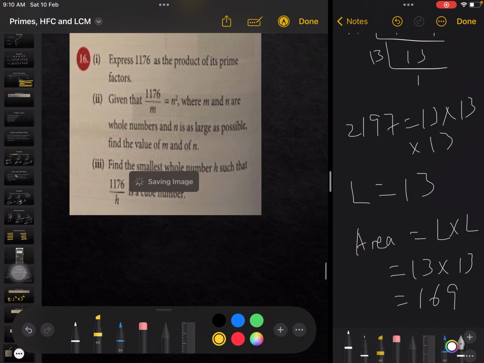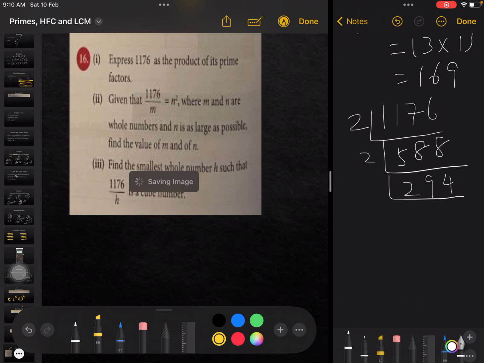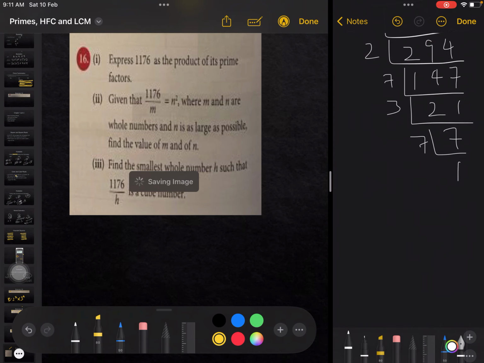We go to part i first. Express this as prime factors. This one should be quite simple. We have 1176. Since it's an even number, we can divide by 2. So 588. Again divide by 2, so 294. Divide by 2 again, 147. Then we divide by 7, we have 21. Then divide by 7 again, we have 3... then 3 divided by 3 gives 1.